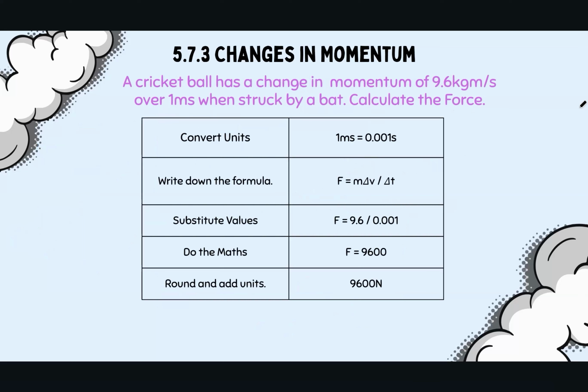So let's have a quick look at this question here. Now, this question already gives most of the points. There's not much working out to be done here. A cricket ball has a change in momentum of 9.6. So let's substitute that in, divided by 1 millisecond. Now, how do we convert milliseconds into seconds? We divide by 1000. So we're doing 9.6 divided by 0.001. So the cricket ball is struck with a force of 9,600 newtons.